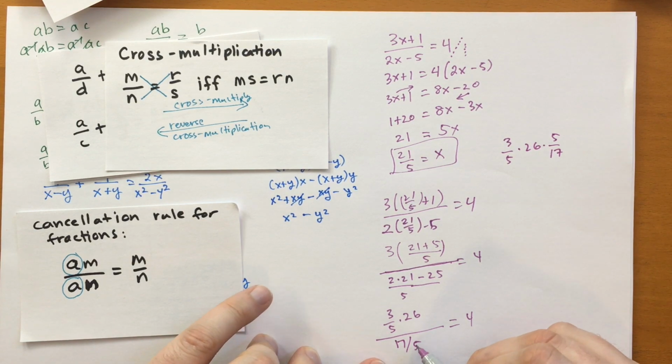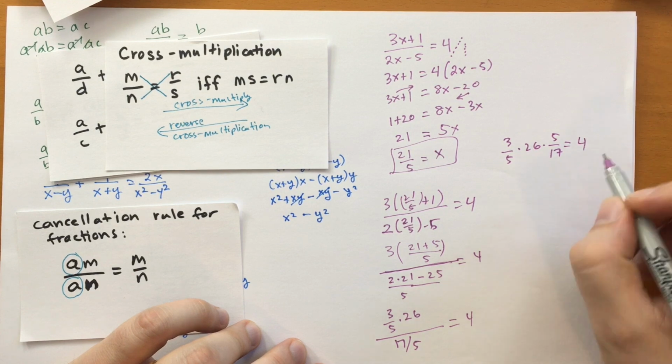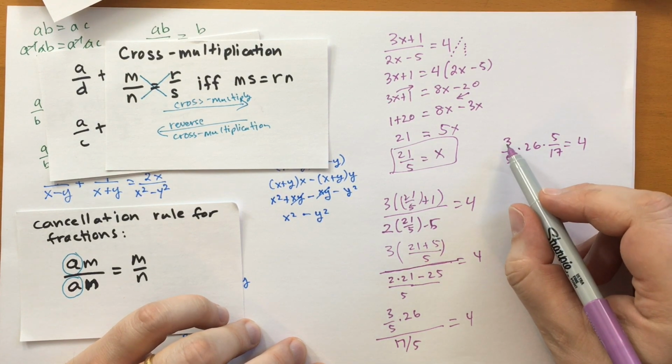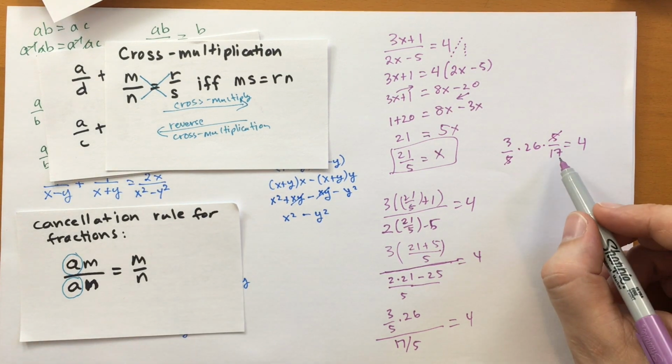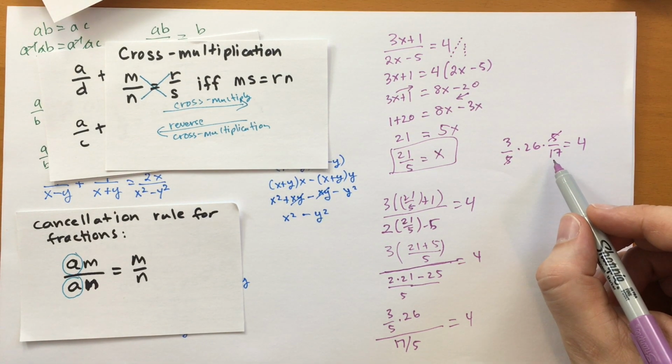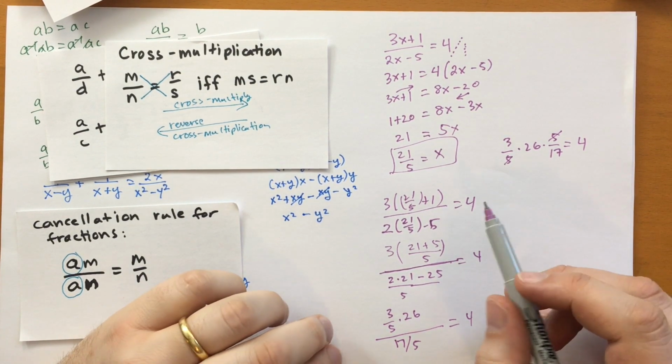Remember when we bring it upstairs, we're flipping it to be the inverse, and so the inverse is upside down. Okay? So we have a 26 upstairs, we have a 3, we have a 5. The 5s can cancel. Now we have 3 times 26 is supposed to equal 17. And I don't think that's going to work. I made a mistake somewhere, didn't I? Let's see if I can quickly identify where I made the mistake.